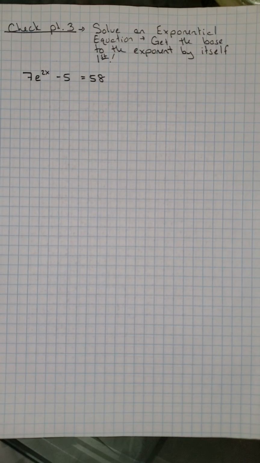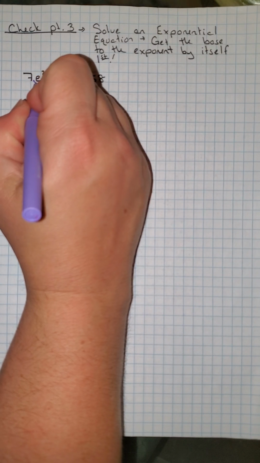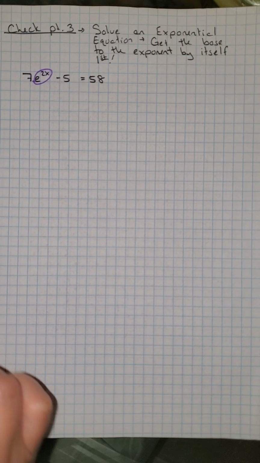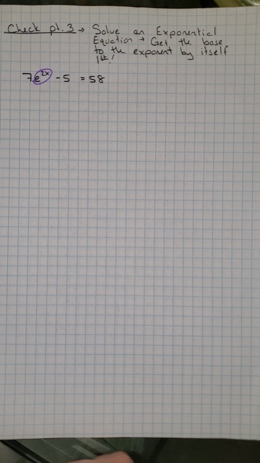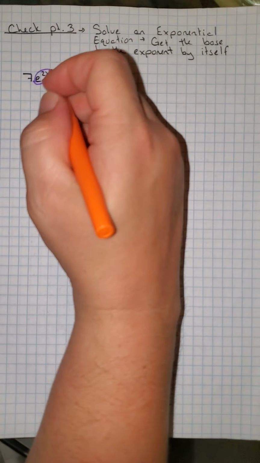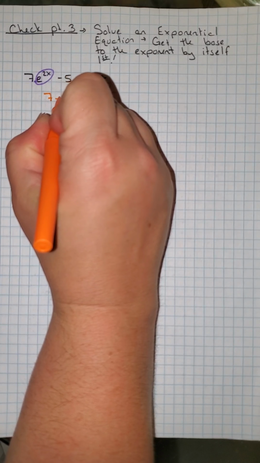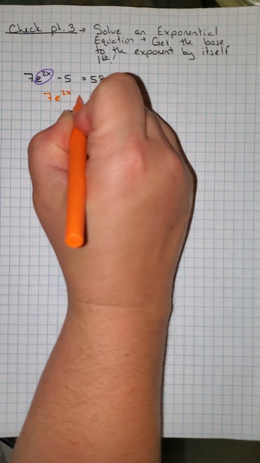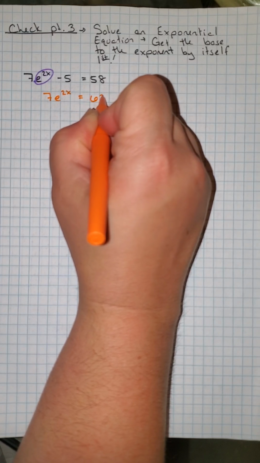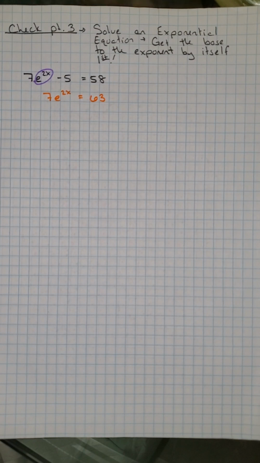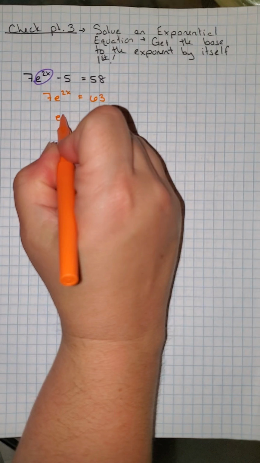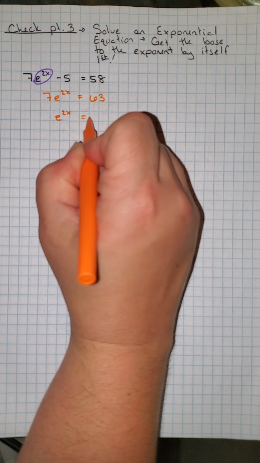All right, so our base to the exponent is e to the 2x, which tells me I'm probably going to want to use natural log when the time comes. But this is not the time yet, because you need to get the e to the 2x by itself first, which means we need to move the 5 over. So 7e to the 2x equals, and then this would be 63. Divide both sides by 7, so e to the 2x equals 9.